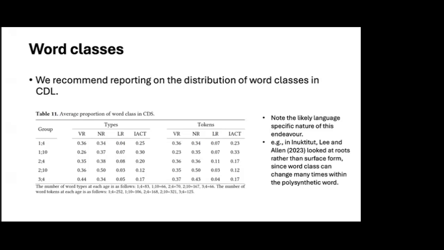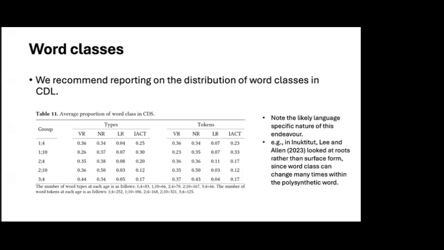What they found in the input is that there's a pretty even distribution of verb roots and noun roots in the input to children. What they've done here, of course, Inuktitut being polysynthetic, is they've not looked at what we would think of as an individual noun or verb. They've looked at the roots because it's a highly inflected language. So when you're thinking about doing this in your language, it's important to think about the typological properties of the language in order to do this in a sensible way.